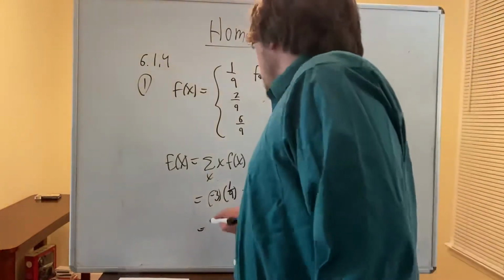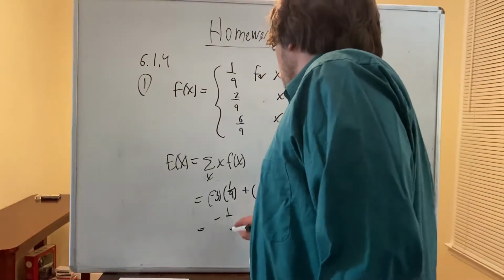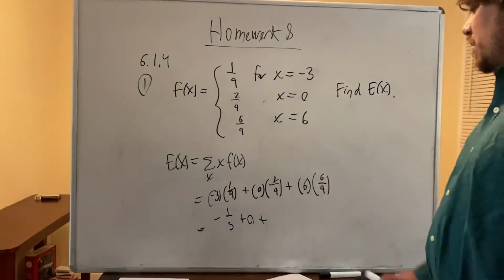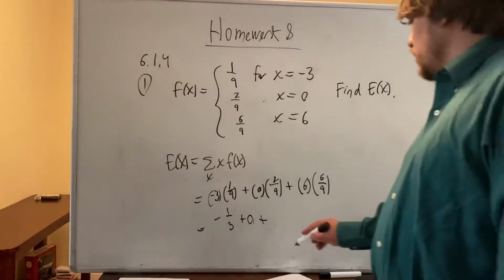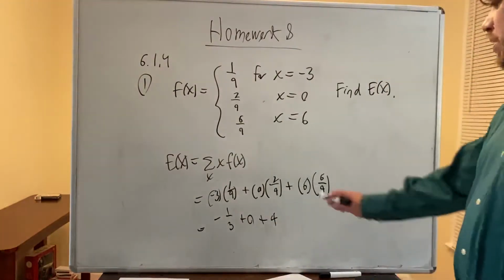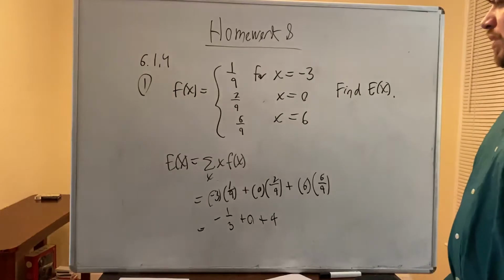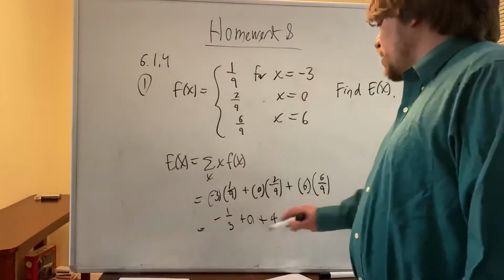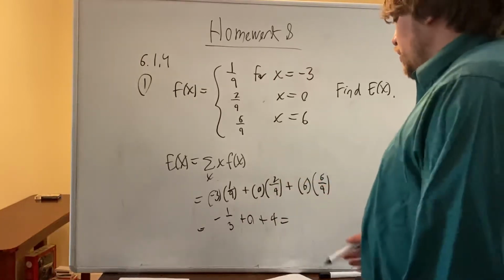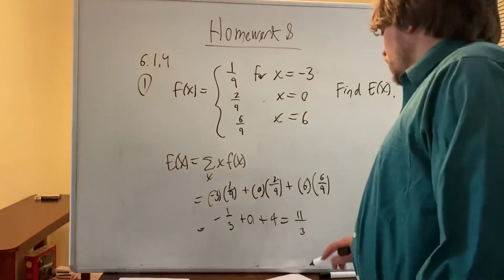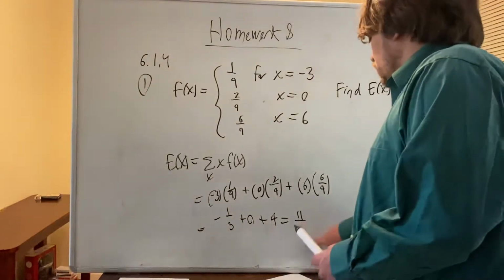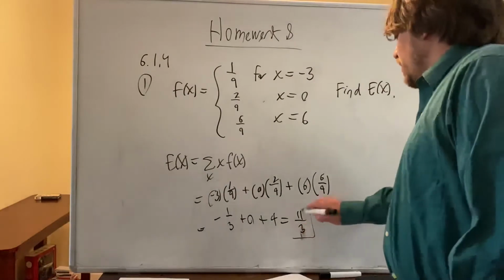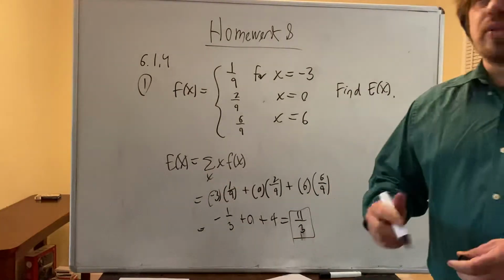Okay, and so this is -3/9, which is -1/3, plus 0, plus 6 times 6/9, which is 6 times 2/3, which is 4. Or 6 times 6 is 36, 36 over 9 is 4. So -1/3 plus 0 plus 4 is -1/3 plus 4, which is 3 2/3, which is 11/3. 12/3 minus 1/3 is 11/3. So the expected value of x for number 1 is 11/3.